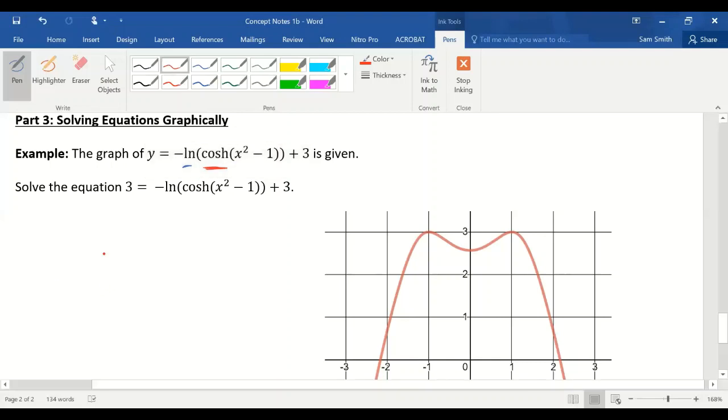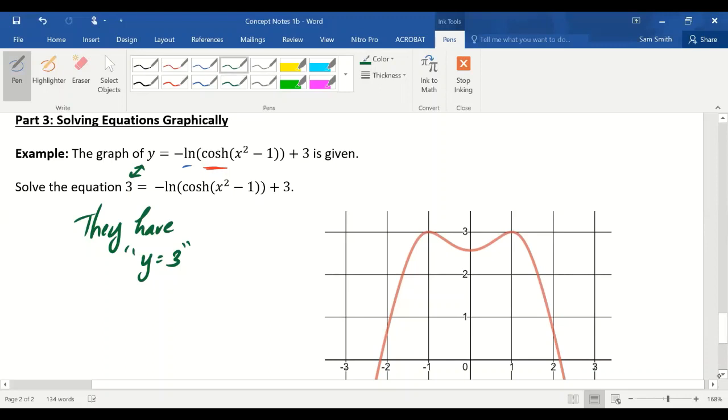Solve the equation 3 equals negative, all that stuff from before. The entire right-hand side has just been copy-pasted. Now, here is the secret. From the original equation to our equation, which we're trying to solve, only one modification has been made. And they have said, I want y to be 3. They have specified that for us by replacing y with 3.